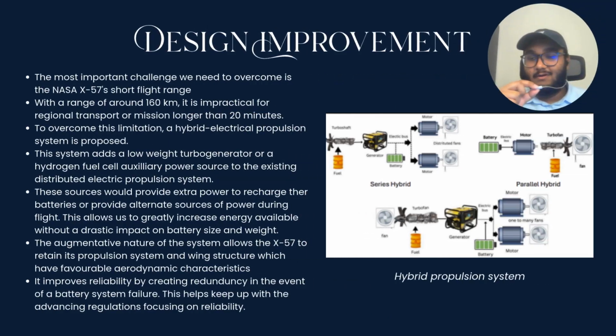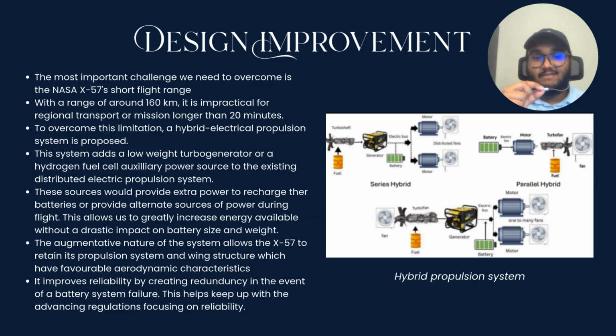I'll be talking about our proposed design improvement. The most important challenge the X-57 faces is its short flight range. With a flight range of around 160 kilometers, it's not very suitable for regional transport or missions over 20 minutes. To overcome this limitation, we propose a hybrid electrical propulsion system.